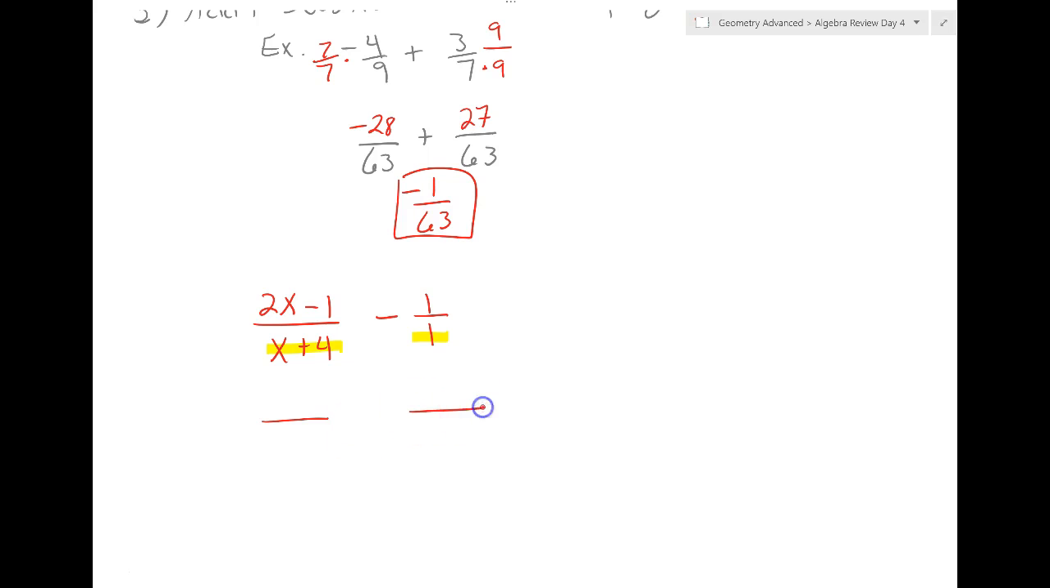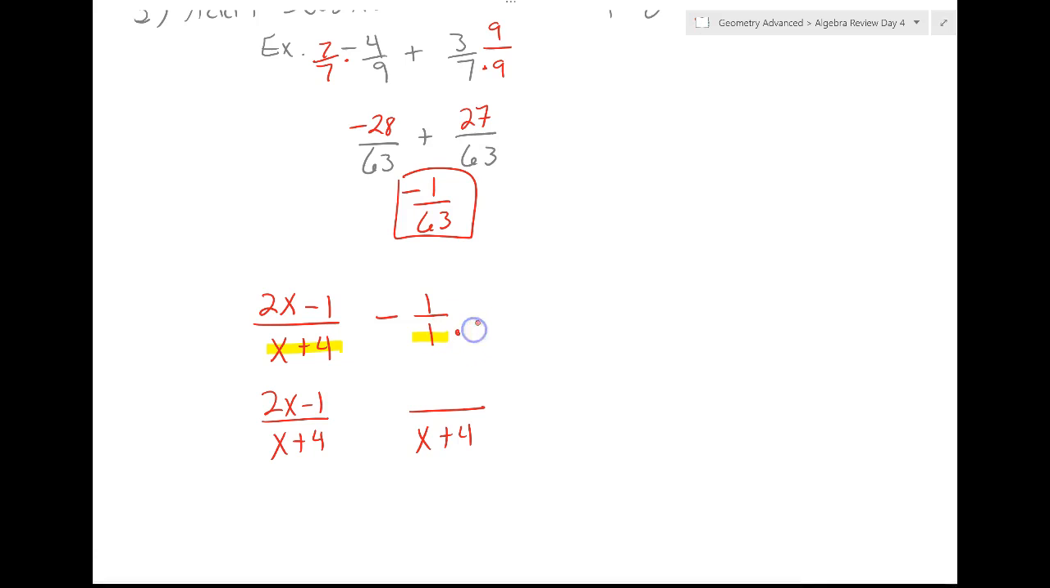Well, the common denominator is really 1 times x plus 4. That's going to be an x plus 4 for both of them. Well, the cool thing is that means I don't have to do anything with my first fraction because that's really just multiplying both the numerator and denominator by 1. But on this other one, that means I have to multiply by x plus 4 over x plus 4.